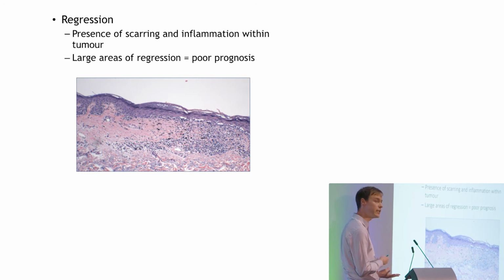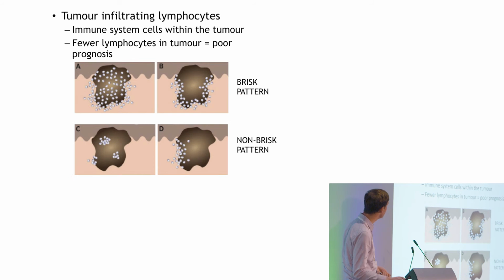Another feature we need to comment on is the presence or absence of regression. This is when some of the tumour cells disappear and are replaced by areas of scarring and inflammation. It's a slightly controversial entity, but generally it's felt that large areas of regression are associated with a poorer prognosis. So we need to comment on it if it is present or not.